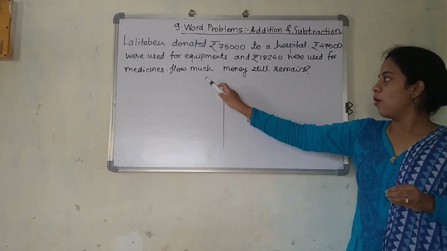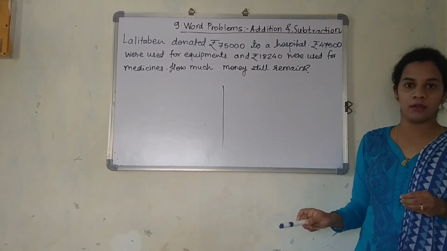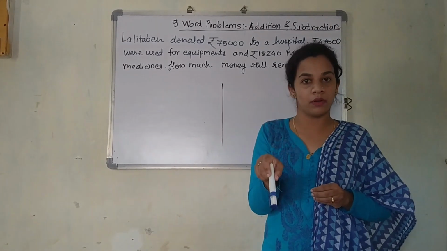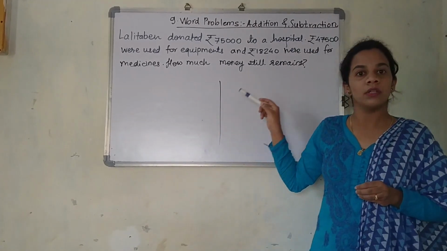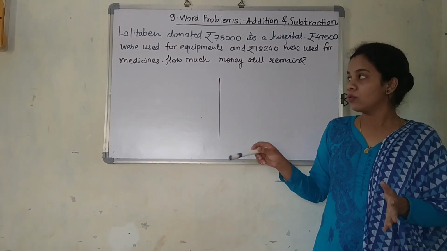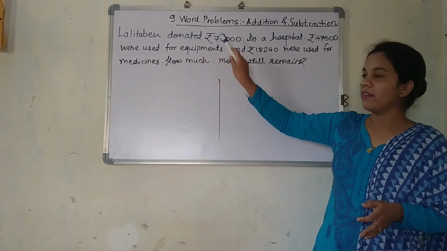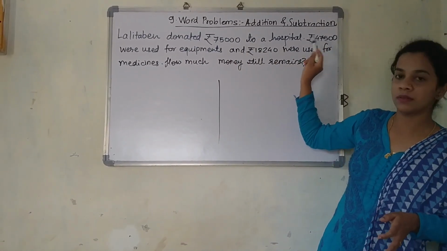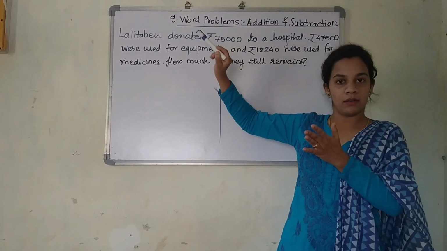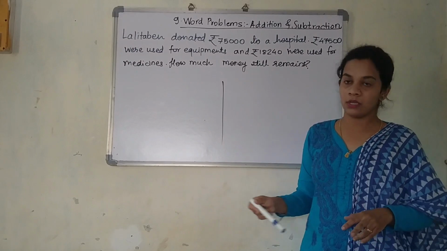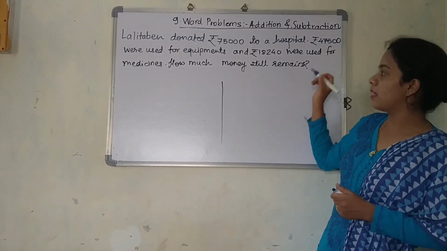So the question is, how much money is still remaining? Before also the question was how much money is remaining with that particular man. Here also the question is the same, how much money is remaining with that hospital right now. So Lalita Ben donated 75,000. If you clearly observe, 75,000 is bigger than these two numbers. So that we are going to keep aside. What are we going to do now? Yes, we are going to add the remaining two numbers.